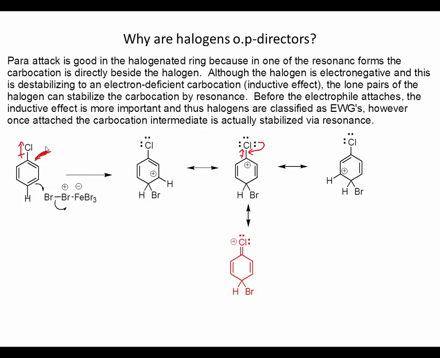Electronegativity is often referred to as the inductive effect. So we say that chlorine is inductively electron withdrawing, but can stabilize carbocations by resonance, but it doesn't know that it can do that until it actually becomes a carbocation. That's why we see this unusual behavior.